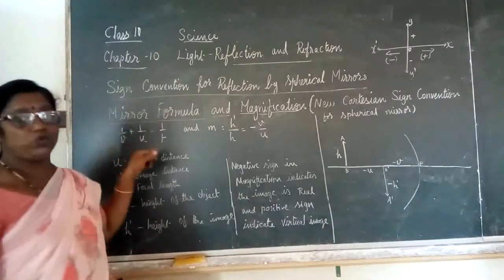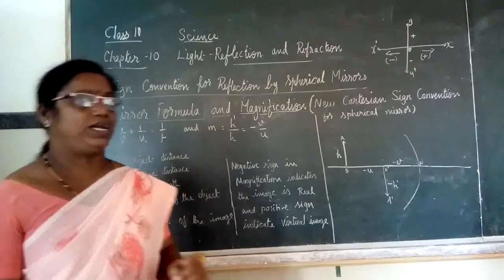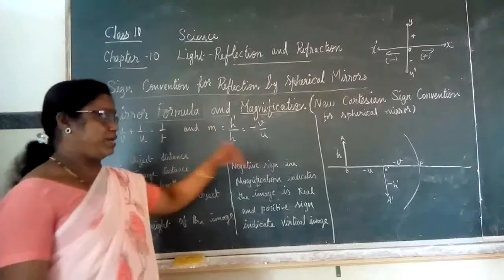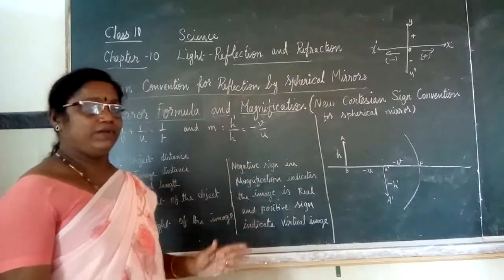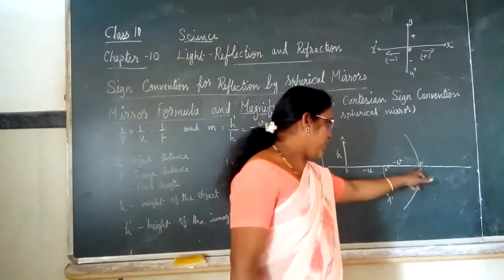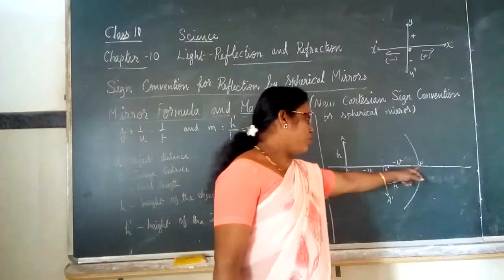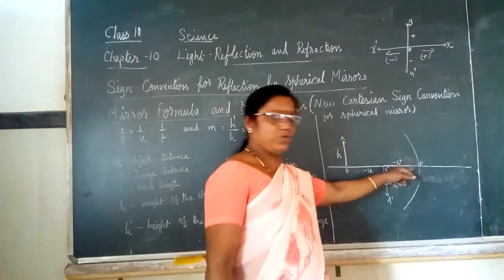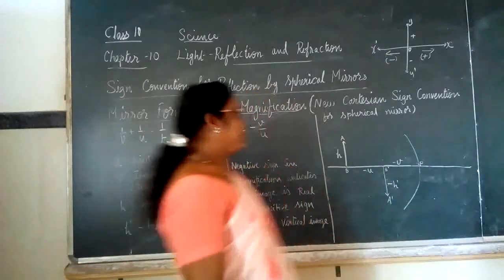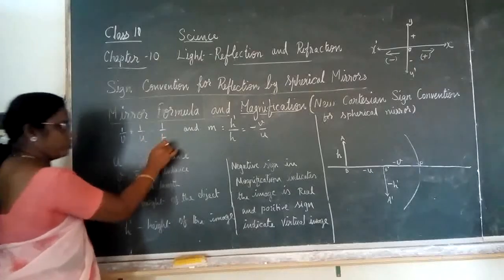So this formula is used to find out the focal length of the mirror. If you don't know the focal length of the mirror, then you can use an object. You can place it in front of the mirror, find where you get the image, measure the distance of the image from the pole, and also you know at what distance you have kept the object from the pole. So using it, you can find out what is the focal length of the mirror. So the formula used is 1 by V plus 1 by U is equal to 1 by F.